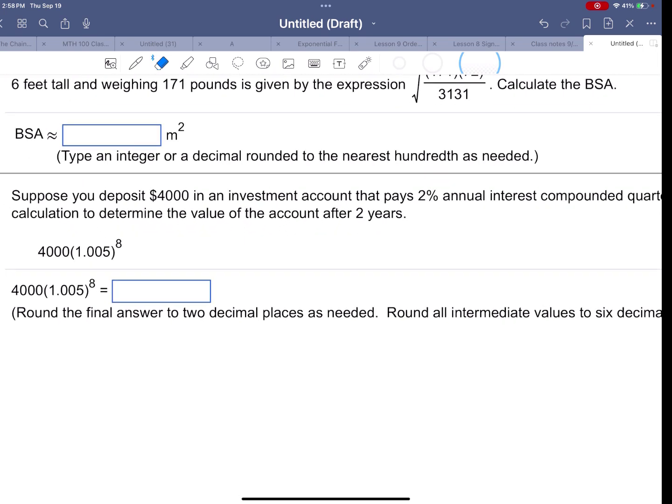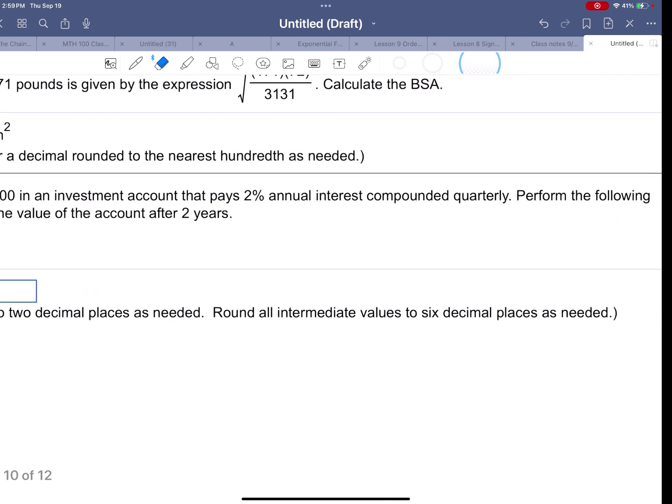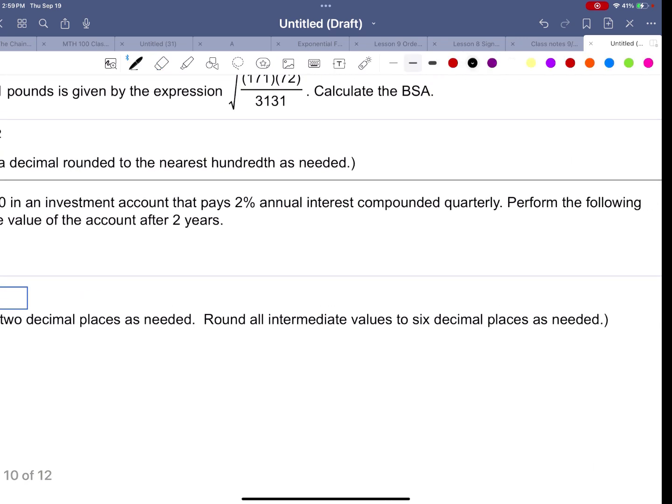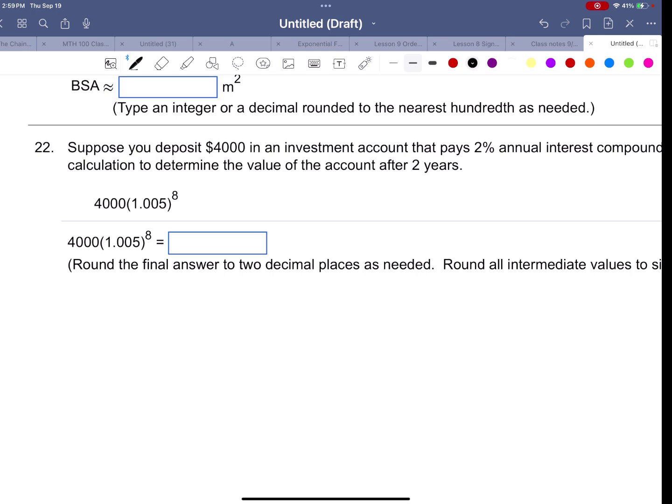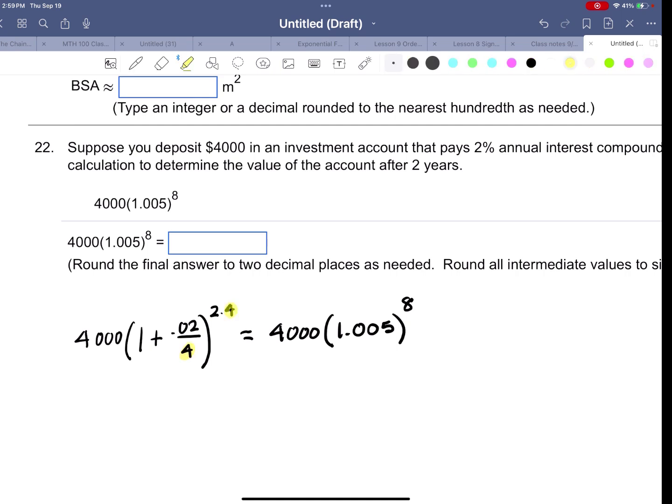Example 22. Suppose you deposit $4,000 in an investment account that pays 2% annual interest compounded quarterly. Quarterly is 4 times a year. Perform the following calculation to determine the value of the account after 2 years. Well, which would be 1.02 divided by 4 to the 2 times 4. That's where they get the 4,000 times 1.005 to the 8th. This is where the quarterly comes in, here and here, and this is the 2% and this is the 2 years.